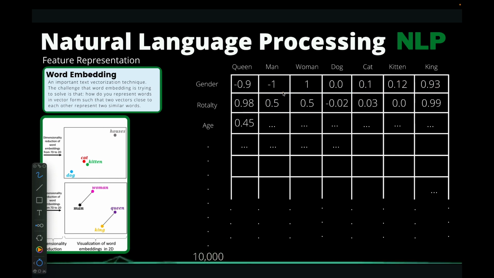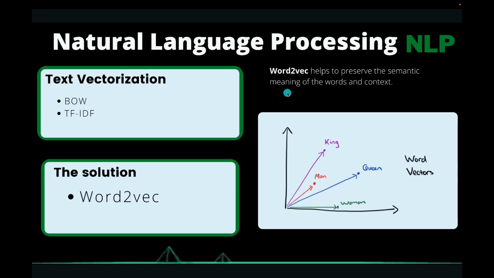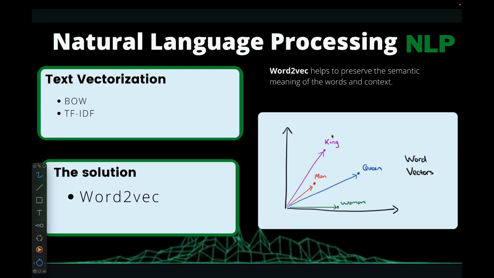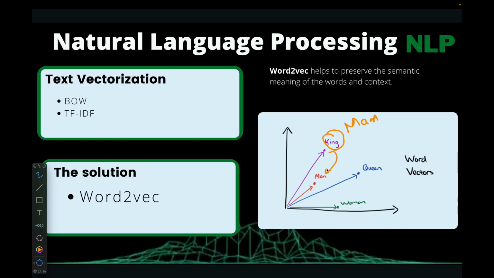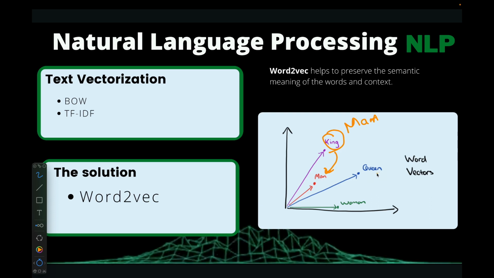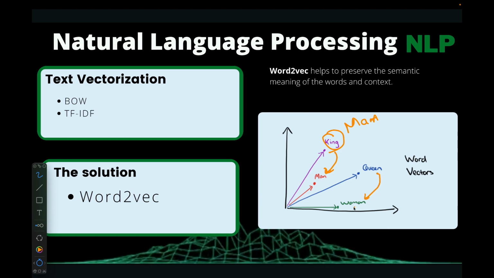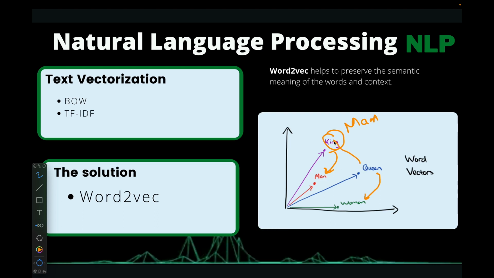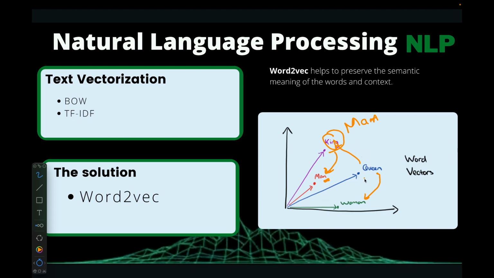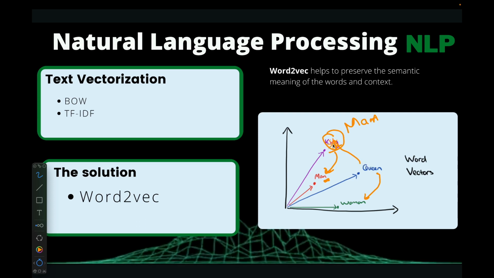Now, if you come all the way here, that's what we have represented over here. Since king represents a man who is a king, or a man who is royal, king will be much closer to man, and then queen will be much closer to woman. But queen will not be much closer to man. Queen will be much closer to king than being closer to man. That's basically how it's going to be.